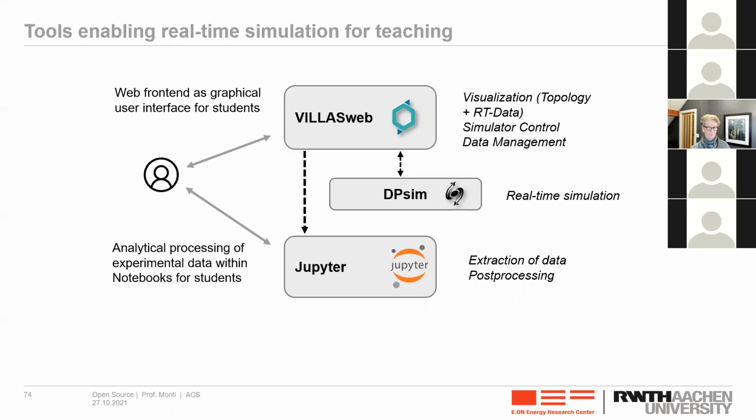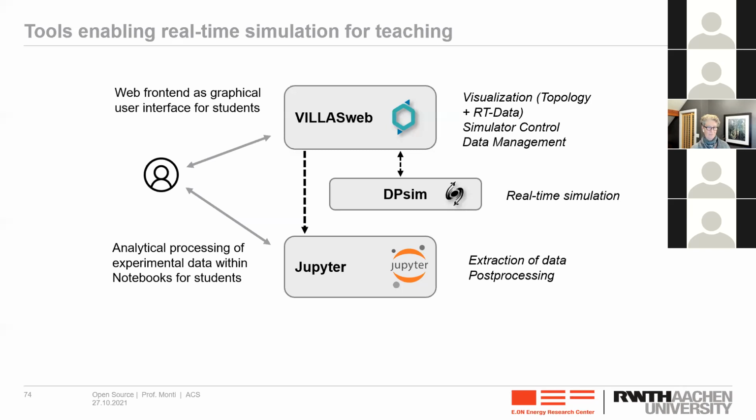Here you see a combination of other open source tools in creating a common system. Villas Web is the interface of the Villas framework I showed before. DPSync is an open source software simulator, which is also part of the Sonio platform, the Linux Foundation.